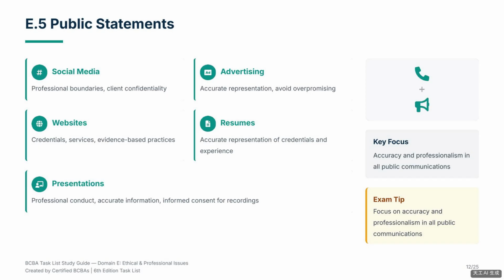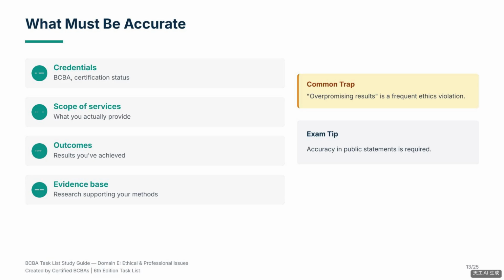On the exam, if a BCBA is posting about clients online, even anonymously, you should be suspicious. Public platforms require higher ethical caution, not lower. Anytime you speak publicly as a BCBA, 4 things must always be accurate: your credentials, your scope of services, your reported outcomes, and your evidence base. You cannot inflate success rates, you cannot promise results, and you cannot claim effectiveness without evidence.